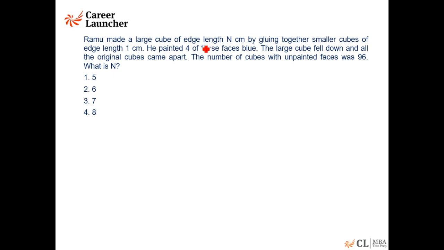Ramu made a large cube of edge length n centimeter by gluing together smaller cubes of edge length 1 centimeter. He painted 4 of these faces blue. The large cube fell down and the original cubes came apart. The number of cubes with unpainted faces was 96. What is n?